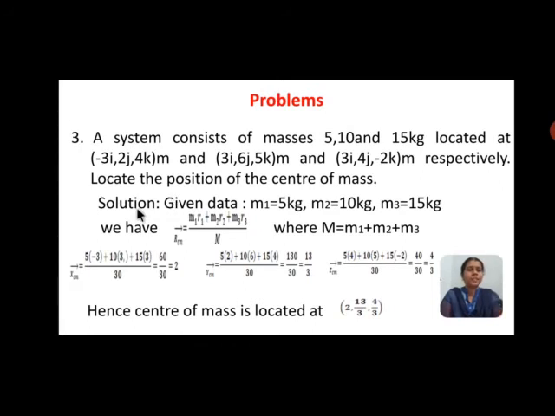So what are the given data? M1 is 5 kg, M2 is 10 kg and M3 is 15 kg. So here, to locate the position of the center of mass, we know the formula, that is R CM is nothing but M1 R1 plus M2 R2 plus M3 R3 divided by capital M, where capital M is M1 plus M2 plus M3. Now they are located at three positions, that is the x-axis, y-axis and z-axis. So now we will write in terms of the x-axis, y-axis and z-axis coordinates. Then it becomes easy to locate the position of the center of mass here.